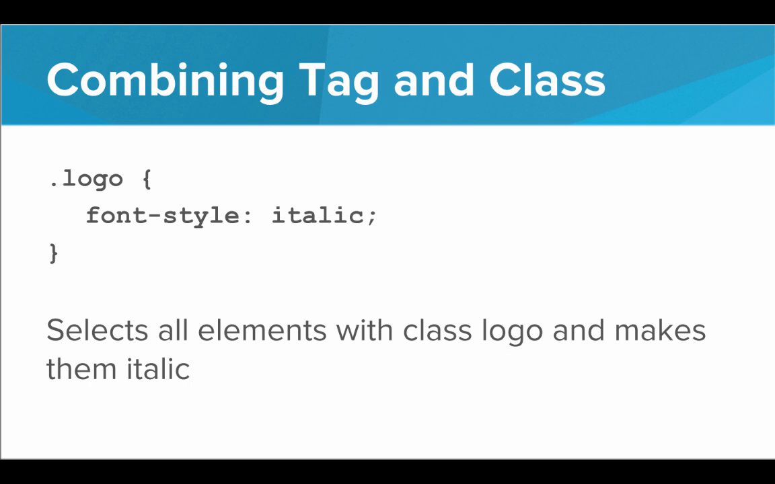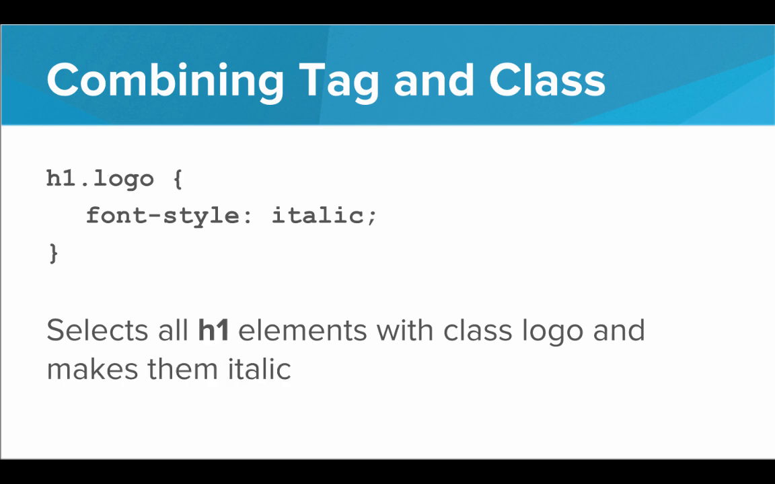So here we have a CSS selector that is selecting all elements with the class logo, and it makes them italic. It's selecting .logo, so it's selecting all elements with the class logo. What we can do is actually put a tag name in front of the class with no space, so h1.logo, and what that will do is select only the h1 elements with the class logo and make them italic. So we've combined both a tag selector and a class selector to get even more specific. We're selecting all h1 elements with the class logo.